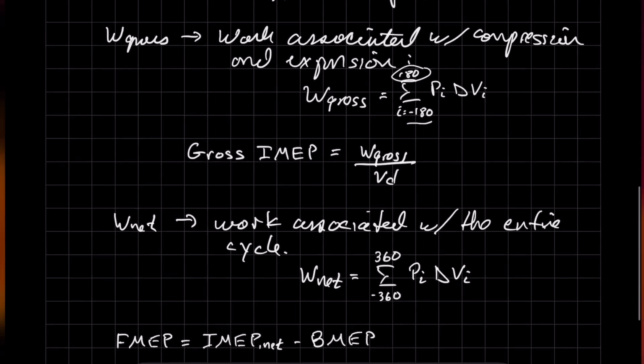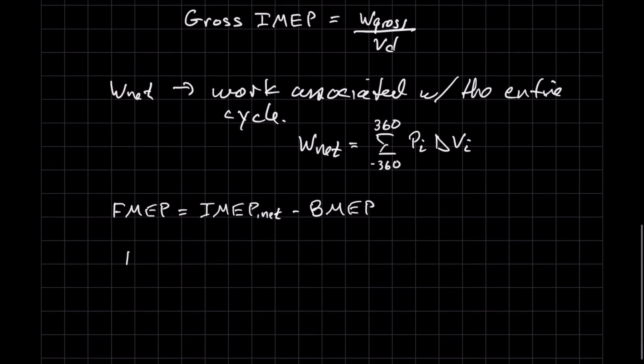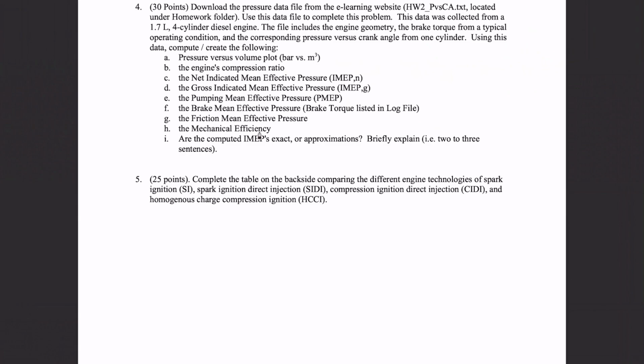And then finally, the last question is asking you to calculate the mechanical efficiency. And that's just BMEP divided by IMEP net. I'll just go ahead and define that for you as well. So the mechanical efficiency, eta M, is equal to BMEP divided by IMEP net. And again, it's just telling you how mechanically efficient your engine design is. The higher the friction, the lower the BMEP, the lower the mechanical efficiency, okay? So most mechanical efficiencies are greater than 90%, but it's something that's good to quantify as well.